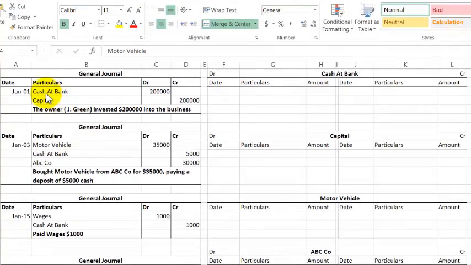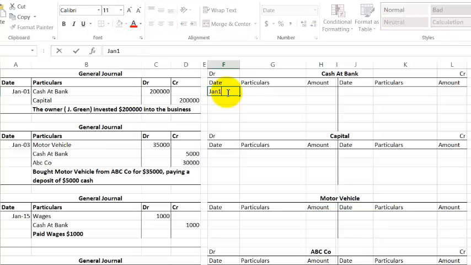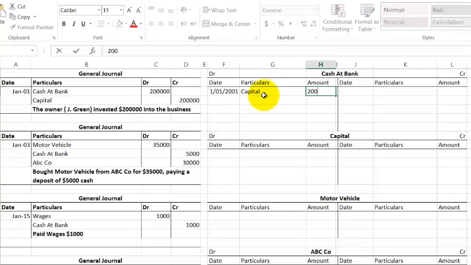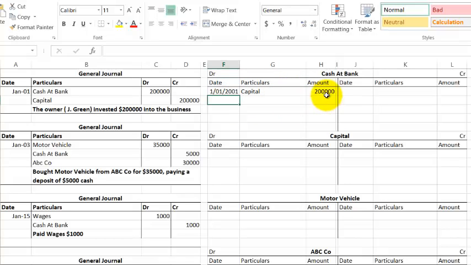So let's look at the first one. In the first instance, cash at bank. So I need to go to my cash at bank account. There it is. It asks me to put in a debit for $200,000. So let's put in this information here. I've got January the 1st. That's when it happened. Now the particulars: this cash at bank transaction refers to the capital. That may be a bit confusing to start with, but as I go through this you'll get the idea. And the amount is $200,000.